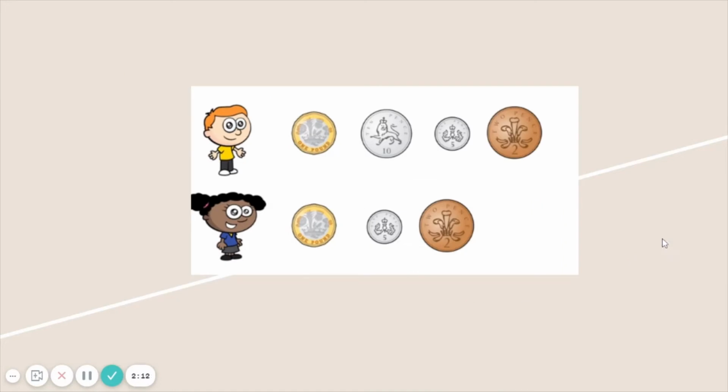Here they are again. Let's see what they have the same and different this time. They both have a £1 coin. What about the 10p? Whitney does not have a 10p in her row. Let's keep going. They've both got a 5p. They've both got a 2p. So the difference, the only thing that is different is Ron has this 10p. So the amount that's different is 10p.